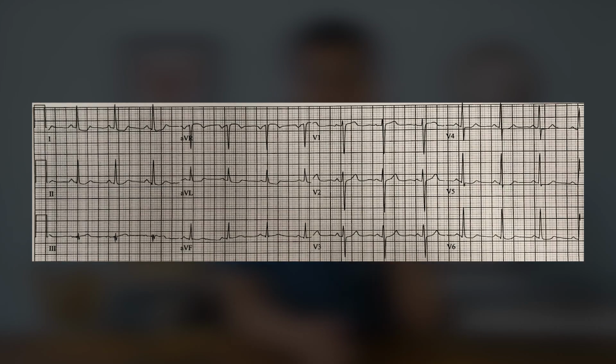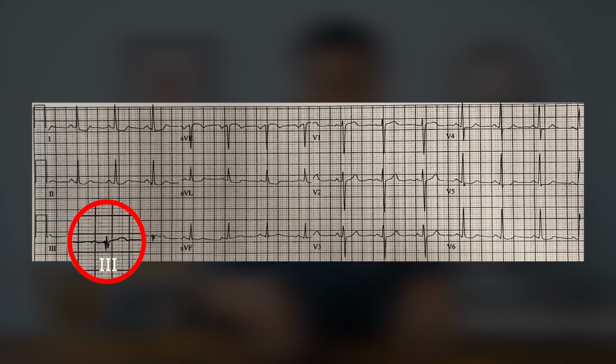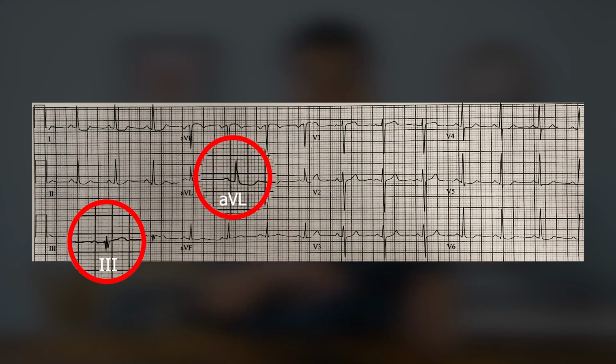Let's have one more. How about this EKG from a 50-something-year-old woman who complained of acute chest pain radiating to her left arm while driving. She was brought to the ED, and as you see in the EKG obtained, there is subtle ST elevation in lead 3 and reciprocal depression in aVL. This suggests inferior occlusion MI despite the absence of the full STEMI criteria.